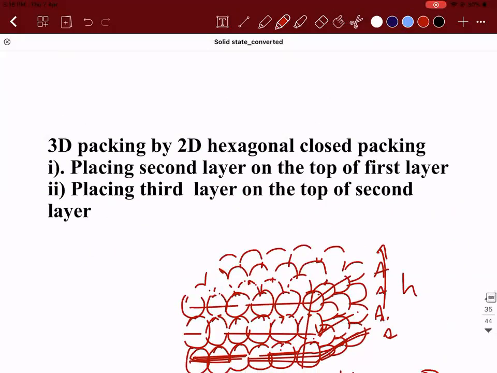Placing the third layer on the top of the second layer. Is it confusing or not? A little bit? Okay, let's see. Second layer we have placed. So what happened in the second layer? Two kinds of voids are present: one is the tetrahedral void and another one is the octahedral void. Now we are placing the third layer over the top of it. What happens to this thing?